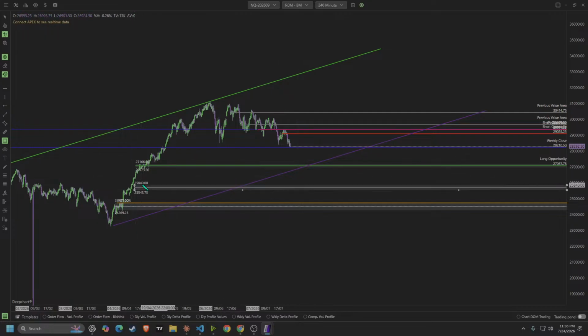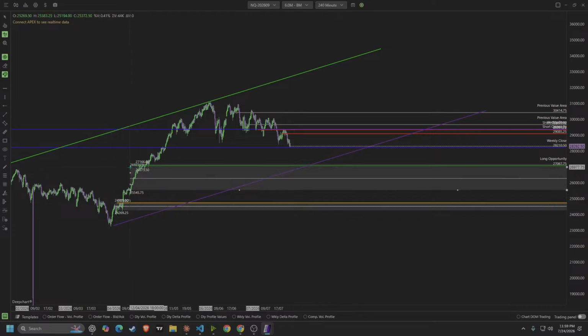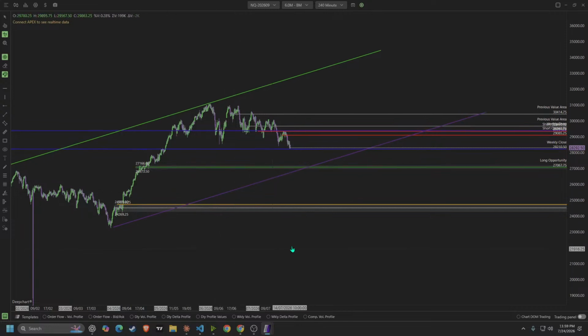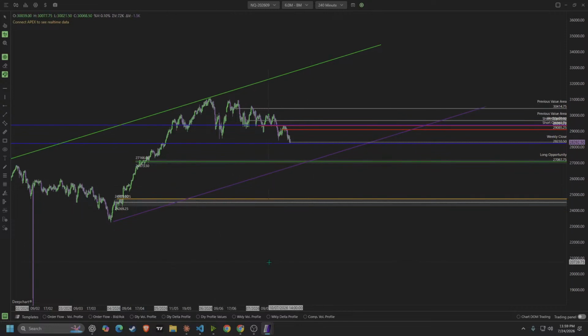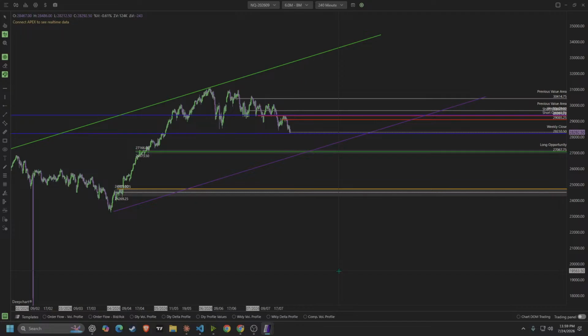Then this needs to be cleaned up. Big buying imbalance. Not much to clean up here other than this. So the long-term trend is up.